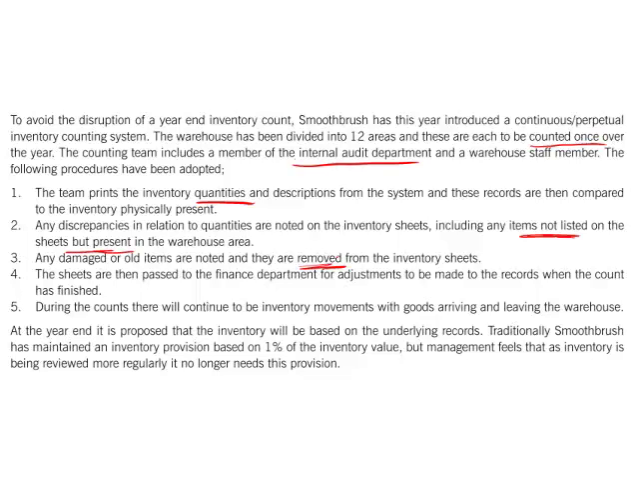The sheets are then passed to the finance department for adjustments to be made to the records when the count is finished. Now, do they just make these adjustments without any questioning? Who makes the adjustments? What is the seniority of the person who's making the adjustments? Are the adjustments authorized in any particular way?